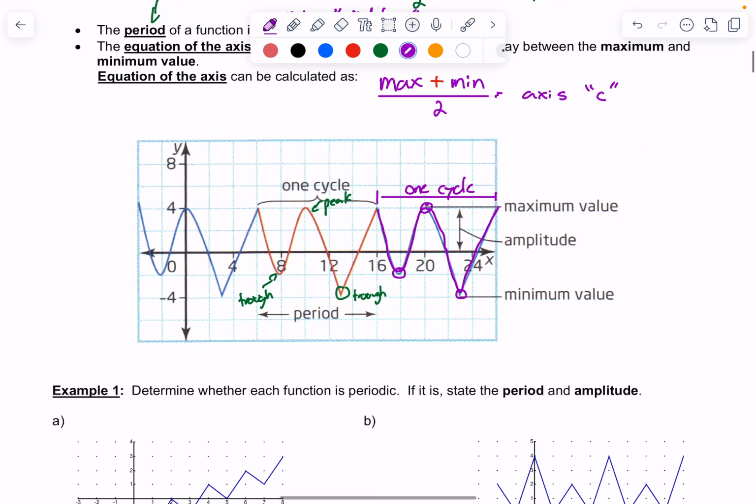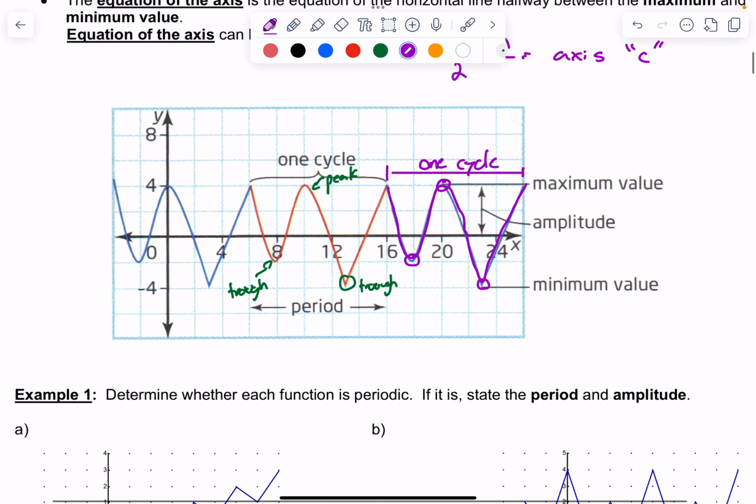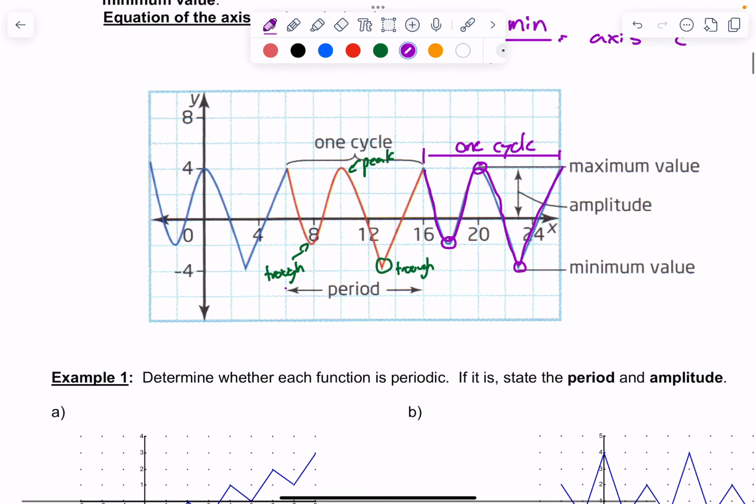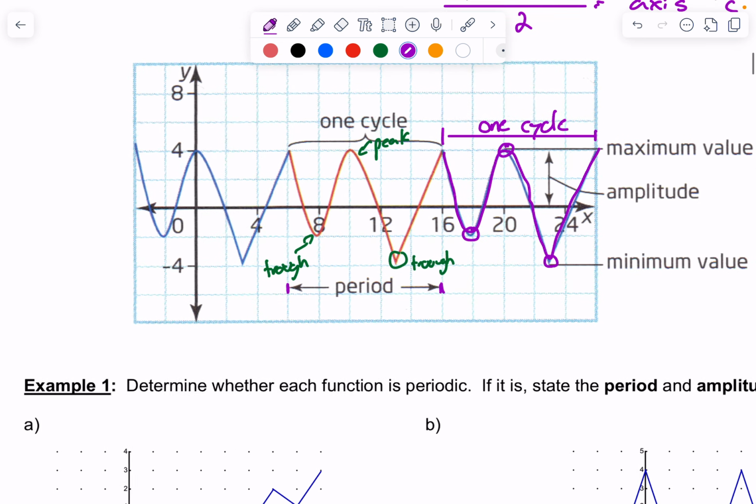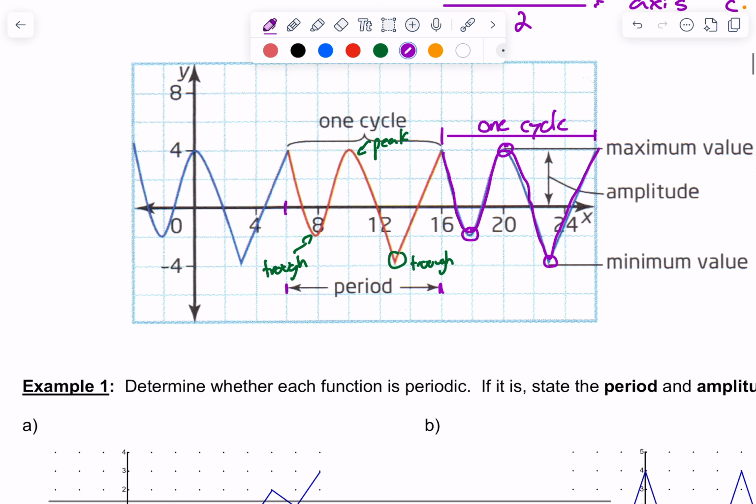Well, the period, notice the arrowheads right here, is the actual distance. It's how far you are from one to the other, okay? So in this case right here, if this is 6 and this is 16 as it says, well, your period is 16 minus 6, or 10. It took you 10 spaces to start your cycle again. That's what the period is.